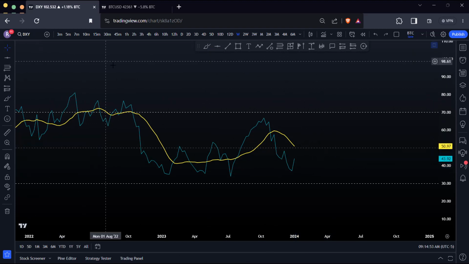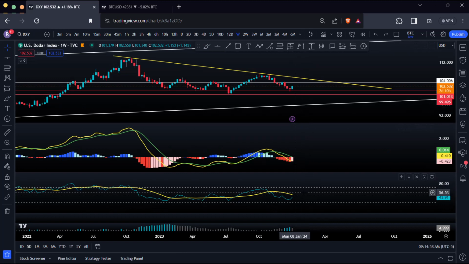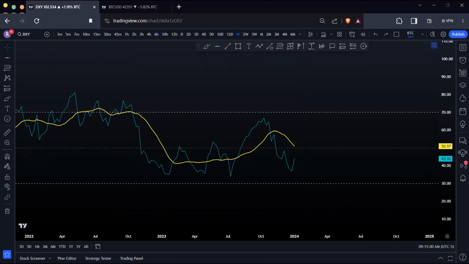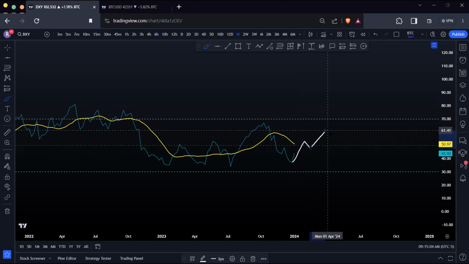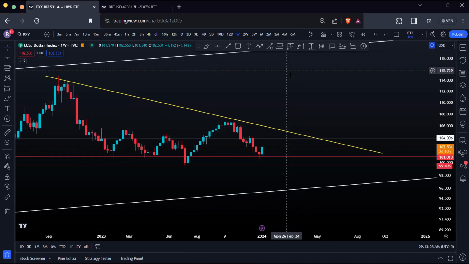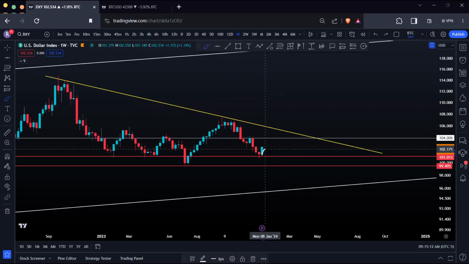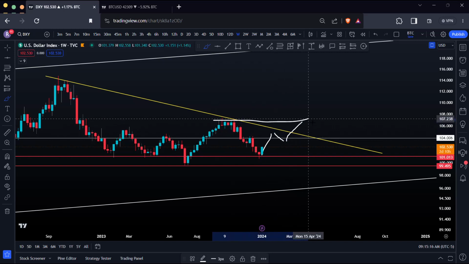If we come up and see rejection at the 50, we form a lower high here. If we come up, break the 50, and then you're seeing support and a trend change, something like this, this, and this, then you know potentially we are going up to this level here, coming back down, and doing something like this and potentially breaking to this level here, the 107.